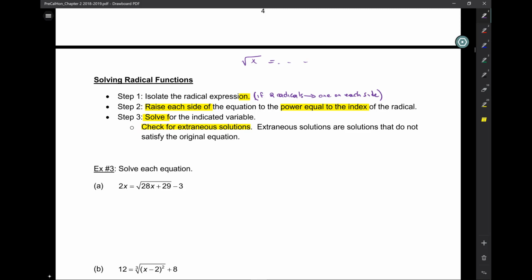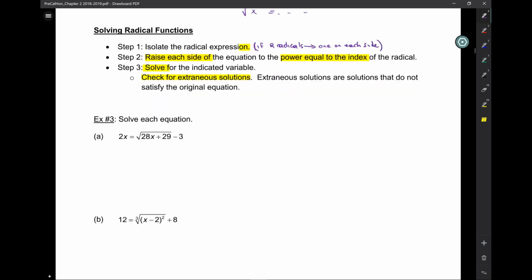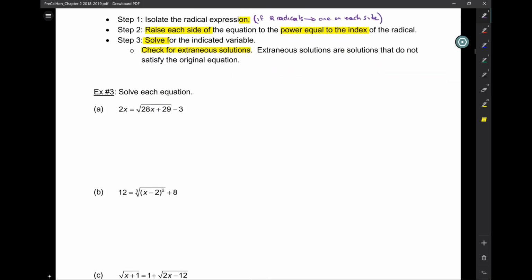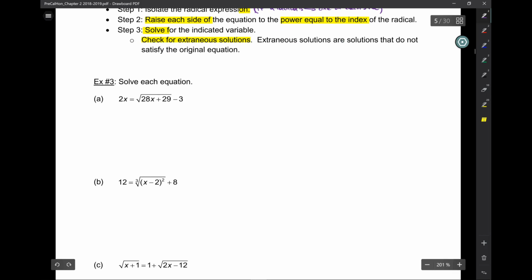So especially when you start raising things to different powers, you are going to end up with extraneous solutions. These are solutions that would originally not have satisfied the equation, but now artificially they do, okay? All right, so let's just do one. So first, isolate the radical. It means we're going to add 3 to both sides here. So we're going to get 2x plus 3 equal to root 28x plus 29.